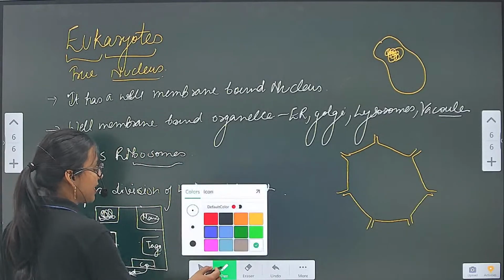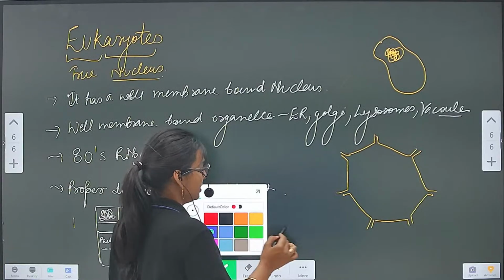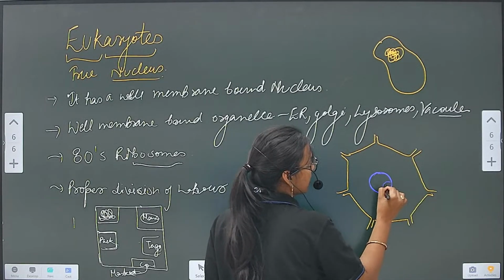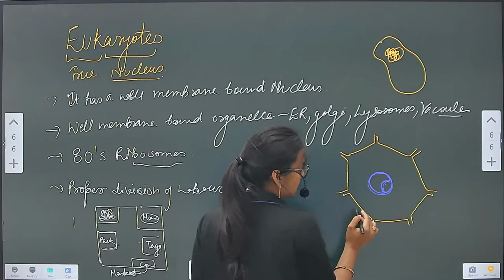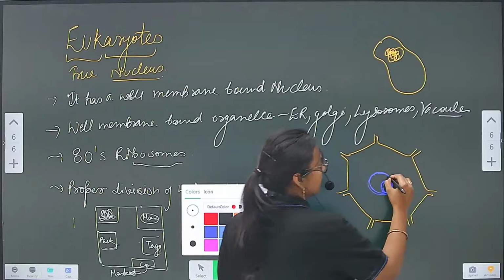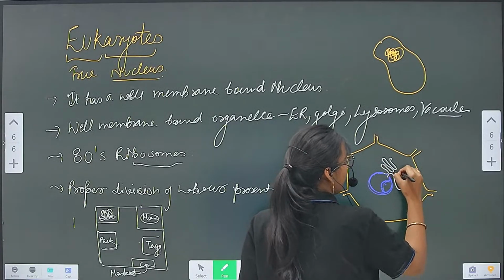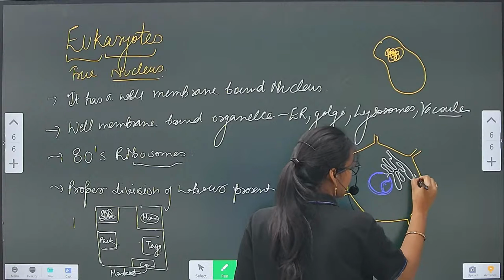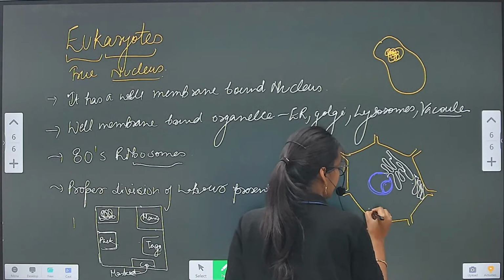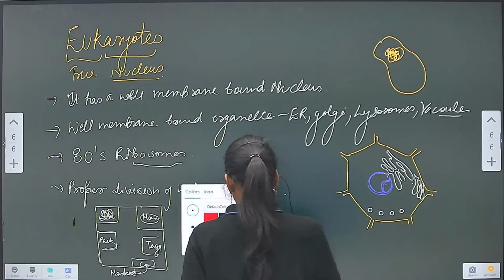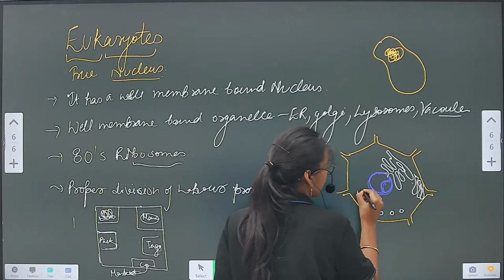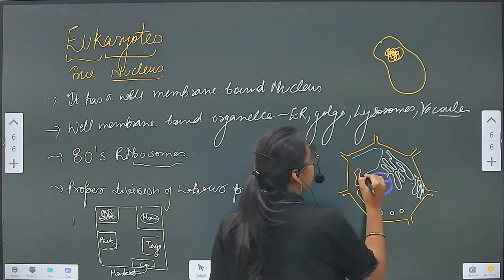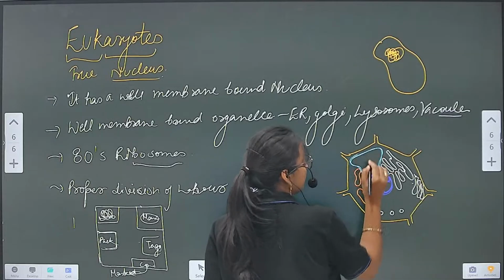Likewise, we will see here we have different structures for performing different activities, like the nucleus, followed by the nucleus we have the ER, then followed by that the Golgi bodies, then we have lysosomes, then we have the mitochondria, then we have the large-sized vacuole also.